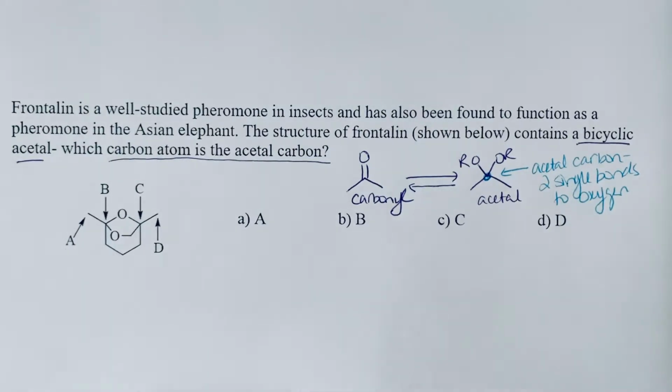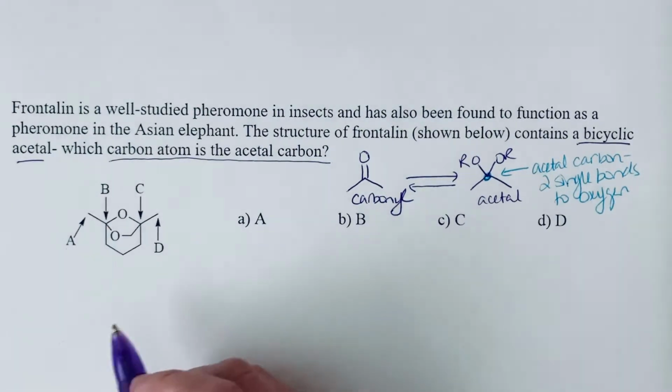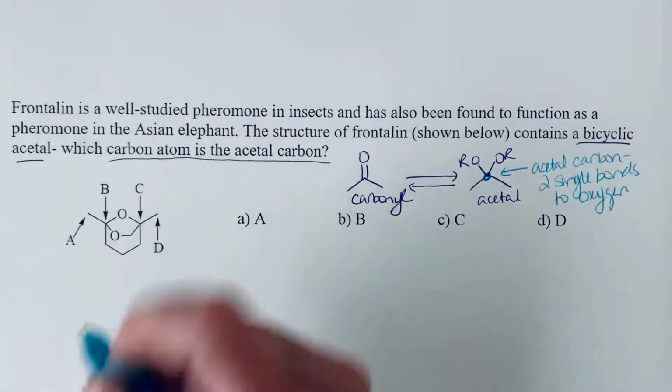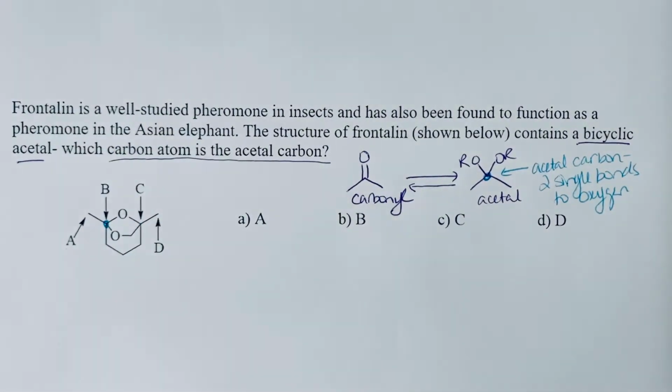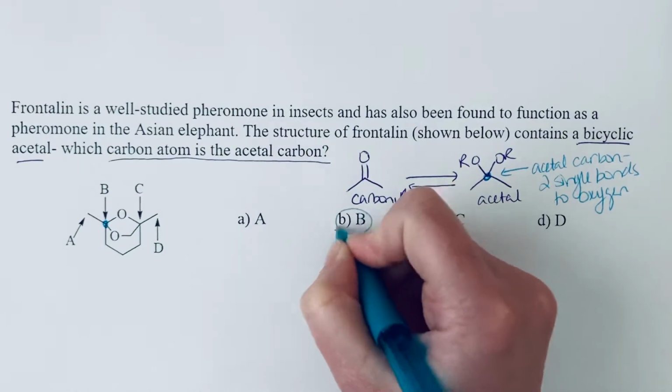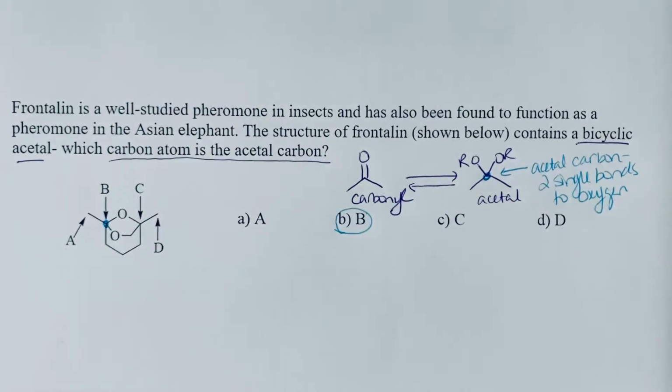So if we take a look, this should actually be a really fast problem to solve, because hopefully we will see very quickly that this carbon atom B has these 2 single bonds to oxygen. Okay, so in terms of this question, that's the end of the question, but we want to keep going with this and see if we can draw the product of the hydrolysis.